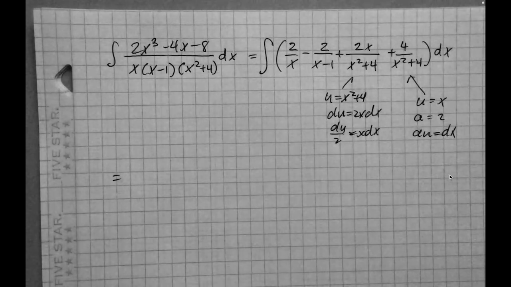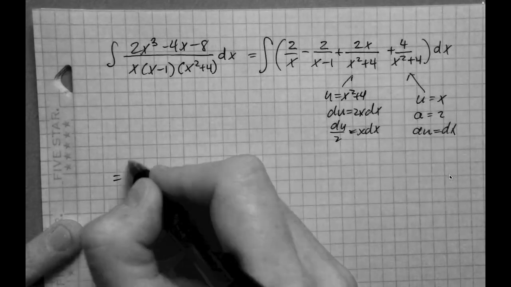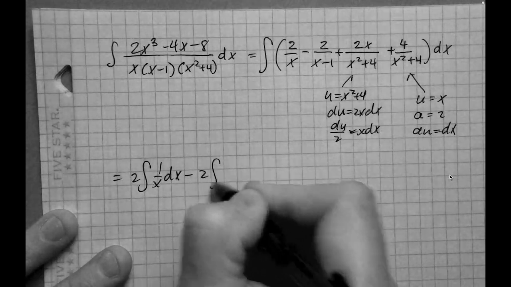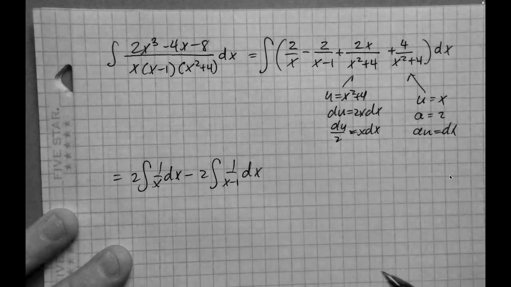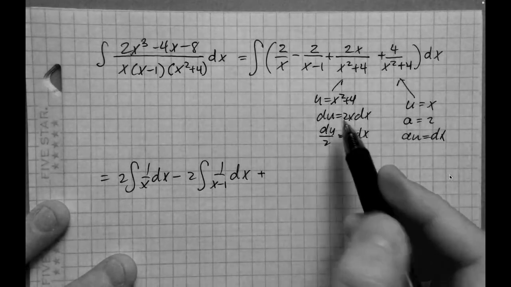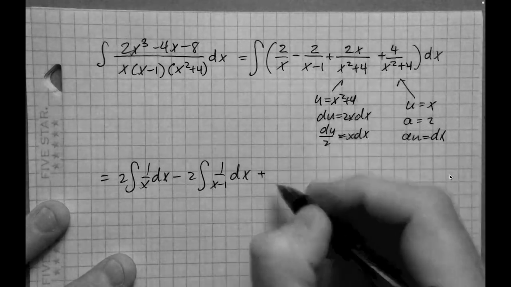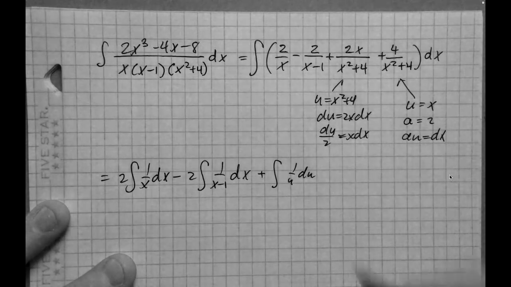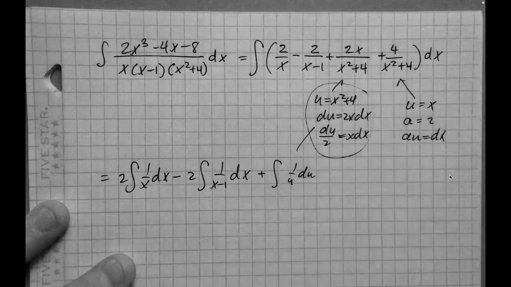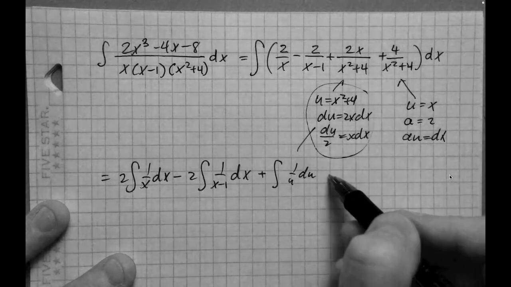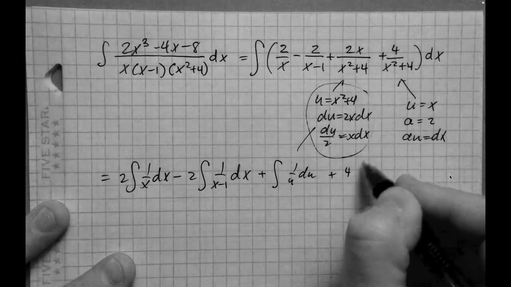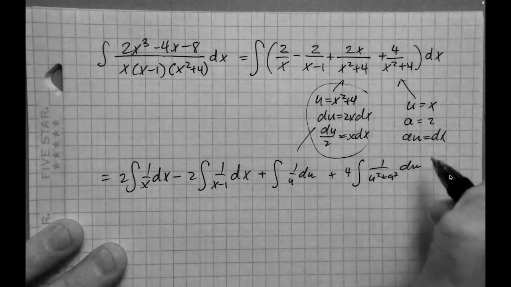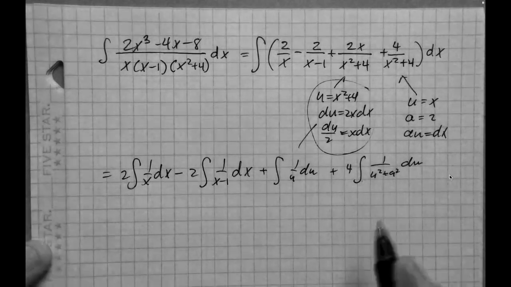I'll write it out once more with all of the u substitutions in place. So this will be 2 times the integral of 1 over x dx minus 2 times the integral of 1 over x minus 1 dx plus, and this works out perfectly, the integral of 1 over u du, just keeping in mind these are the u's that go with it. And this one is going to be plus 4 times the integral of 1 over u squared plus a squared du. So this gets that trig form.